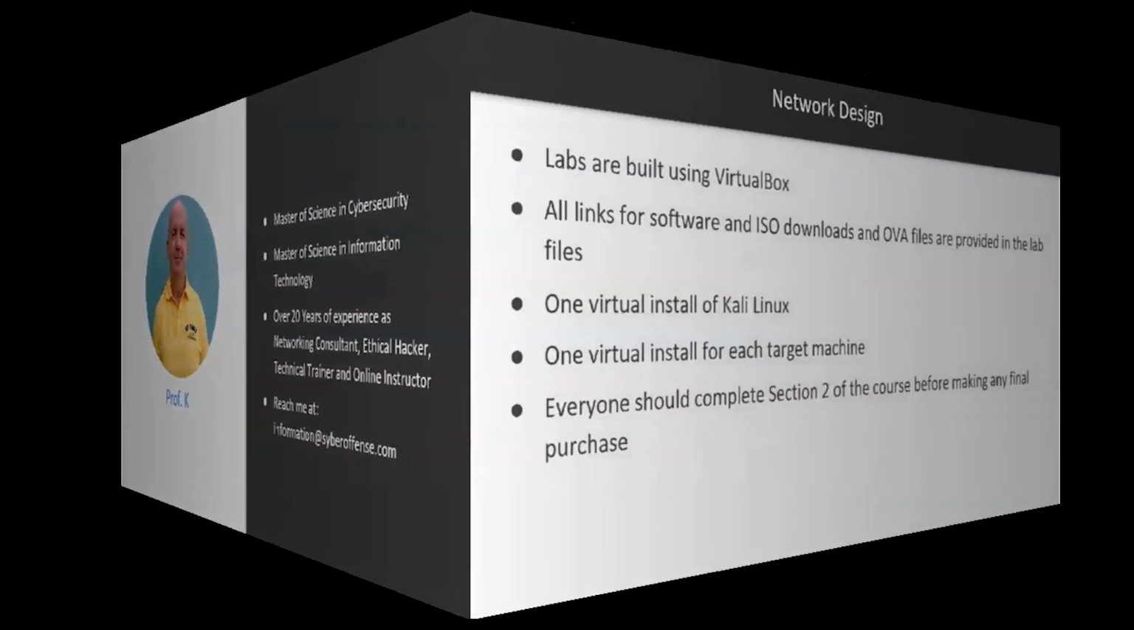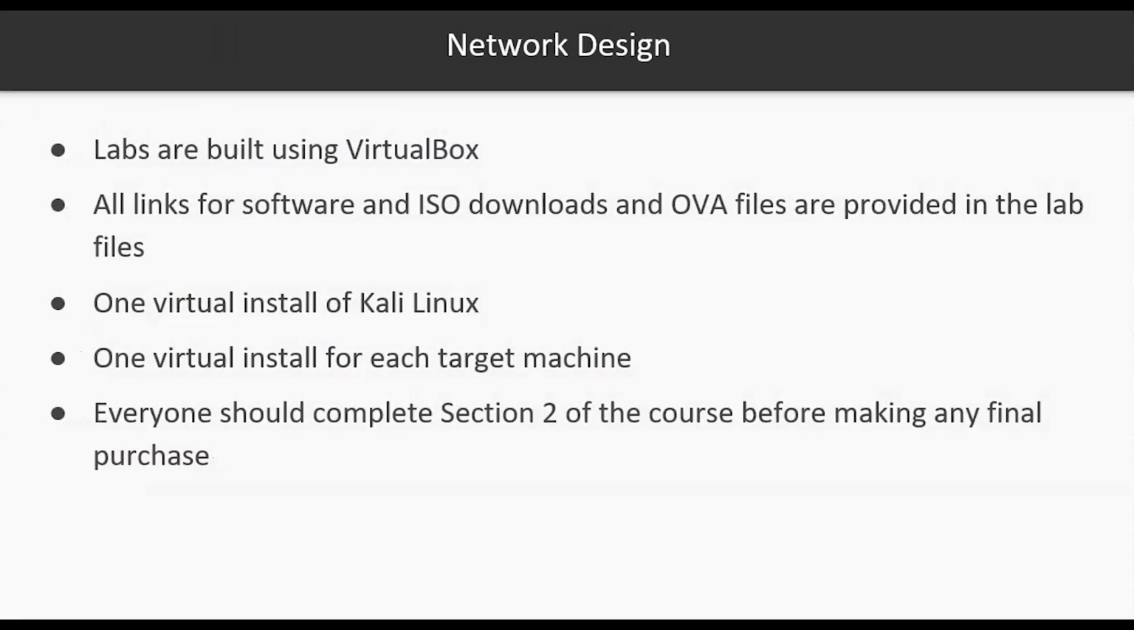For this course, students will be using VirtualBox to create all of their virtual machines. All links for any software, the ISO downloads, and any OVA files that are needed for the labs are provided in the lab files. You're going to need to create at least one virtual install of Kali Linux and one virtual install for each of the target machines. Everyone should complete Section 2, which is the building of their virtual lab environment, before making any final purchases for this course.